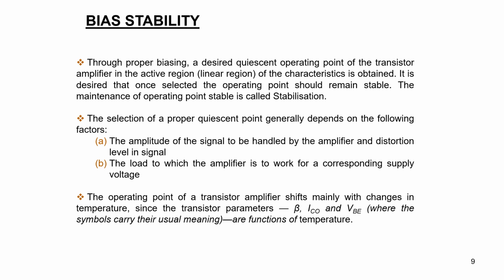To get distortionless, faithful output, we should fix the operating point at the middle of the active region. So what are the factors that change the operating point? If we know that, we can fix those changes. So beta, IC naught and VBE. Now for biasing stability, to know how stable this circuit is, we need to find out the stability factors.